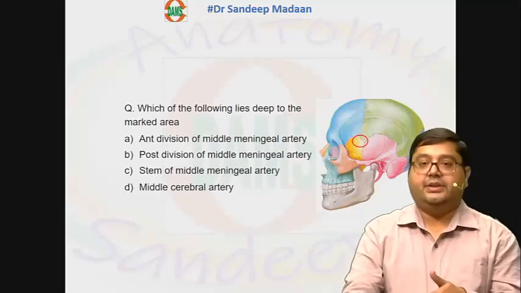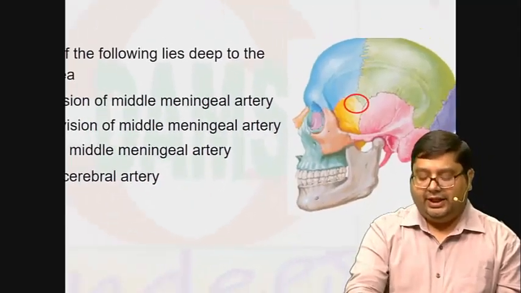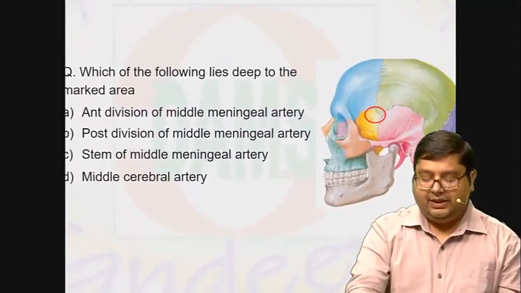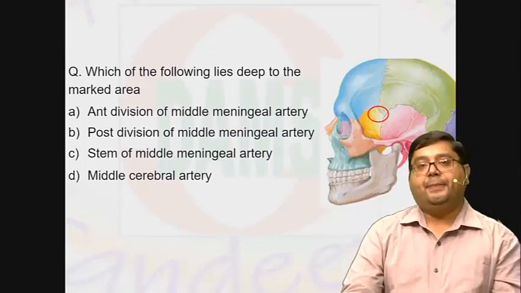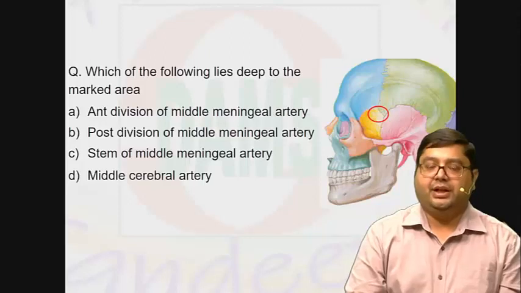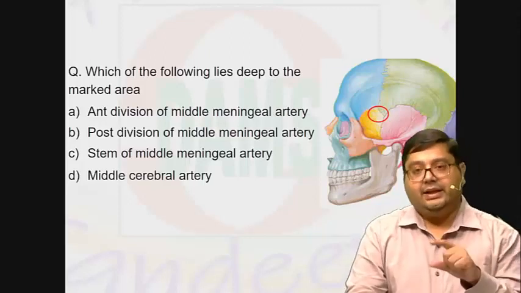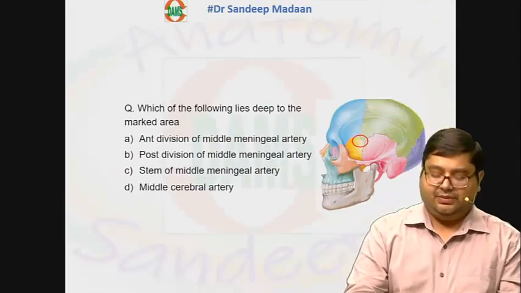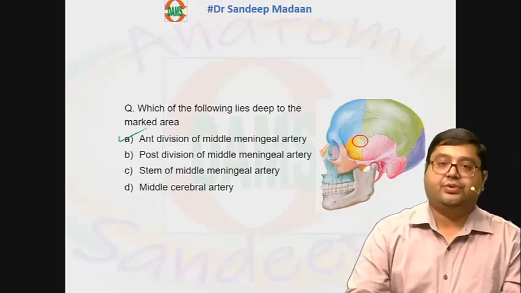Next question, that is pterion. Pterion has been marked, which vessel lies deep to the marked area? Deep to the pterion we have the anterior division of the middle meningeal artery, and this anterior division of the middle meningeal artery is responsible for extradural hemorrhage, the most common cause.